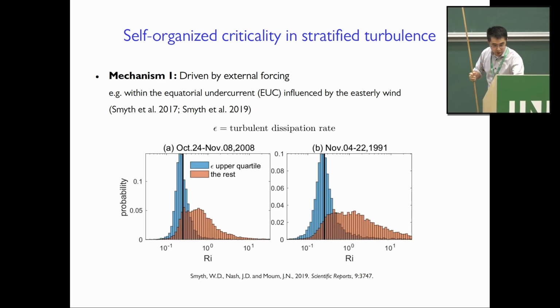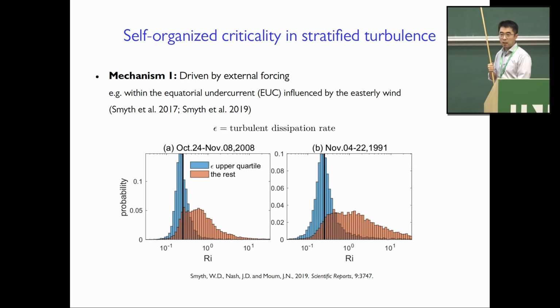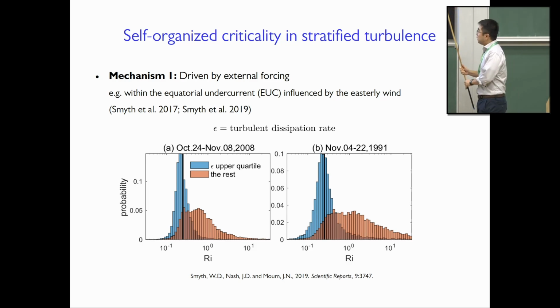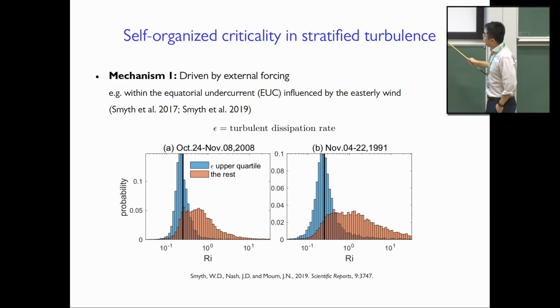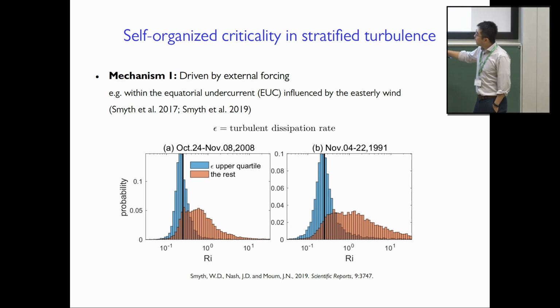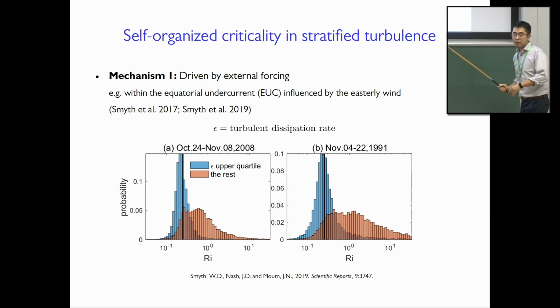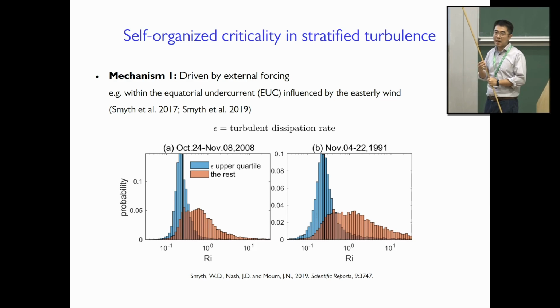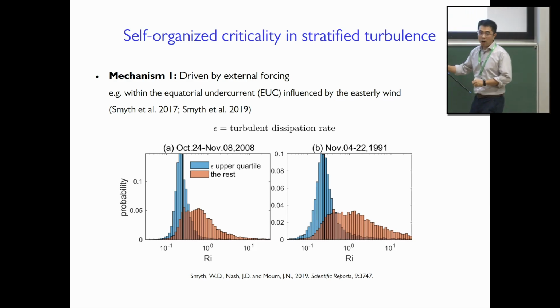The authors actually provided more evidence for this argument. They look at the conditionally sampled dissipation rates, which tell you how active the turbulence is. They selected two data sets to show this. The red one here is the lower 75% in terms of dissipation rate, so these are the less active regions in the ocean, and you're looking at the PDF of Ri.